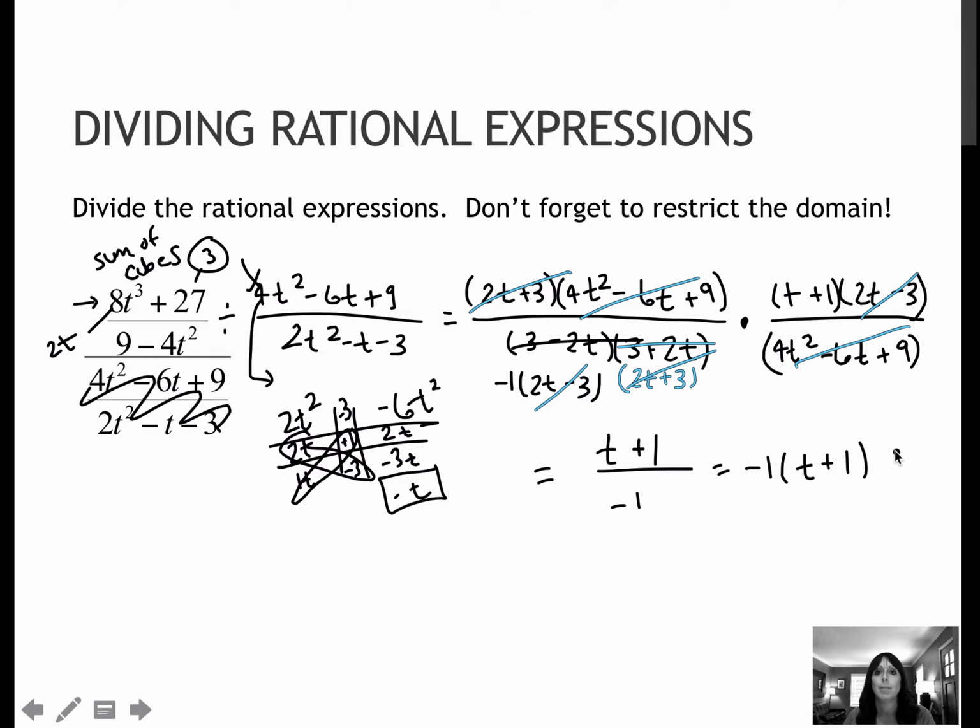And again, it might be easier just to go ahead and multiply this one out because it's just a 1, to negative t minus 1. Either one of those would probably be just fine.